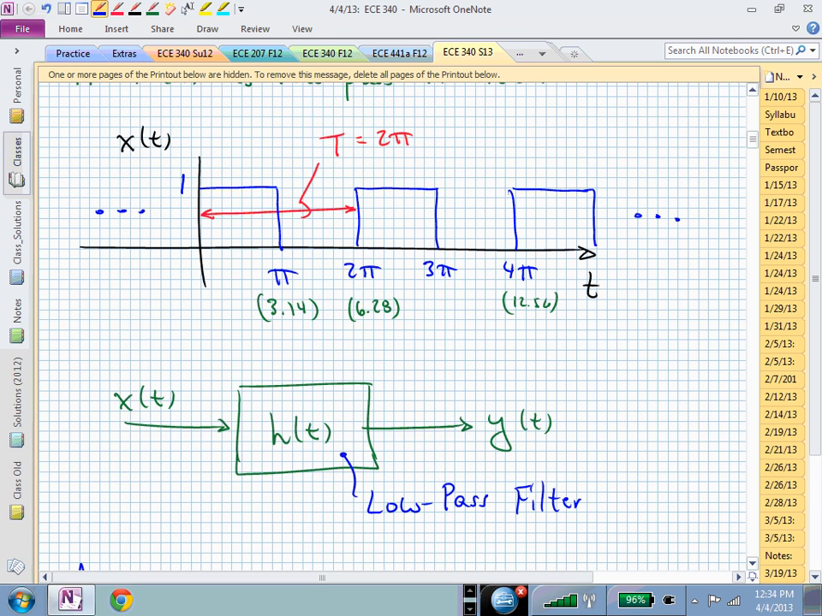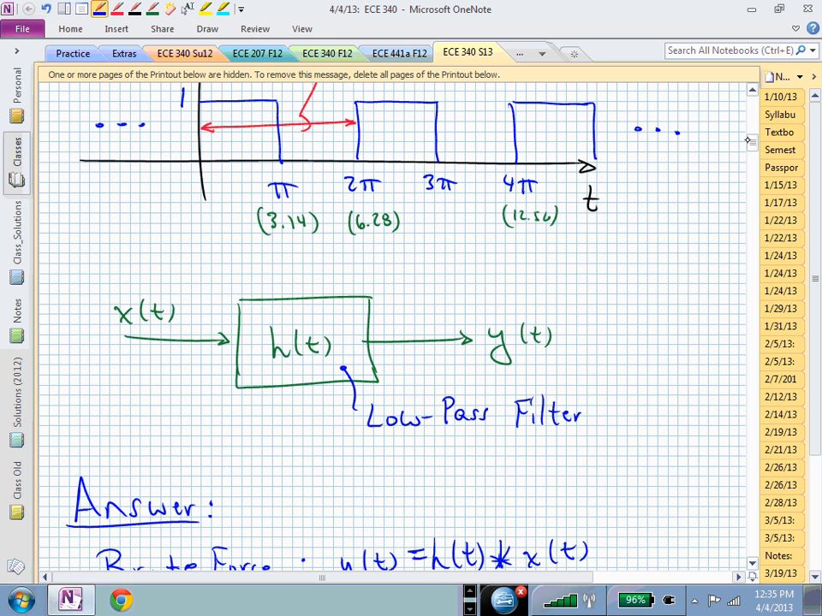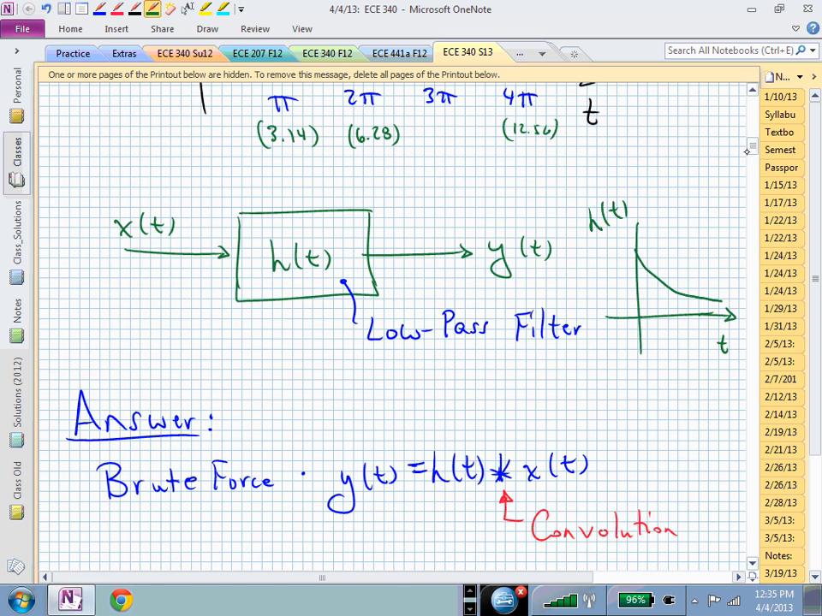The h of t might have some exponential behavior. That's a low-pass filter, and depending on the bandwidth of that filter, that's going to influence the steepness of that exponential decay. Now, you just told me the brute force answer is to do the convolution. But we want to be able to maybe intuitively think through what the answer in the back of the book will be.